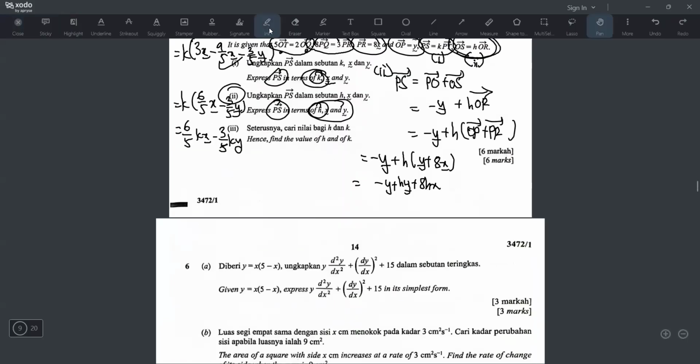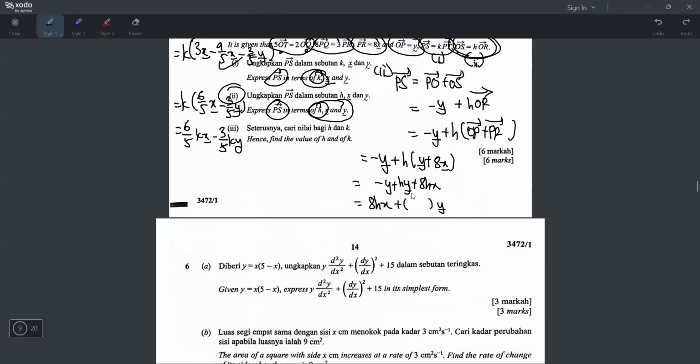But I don't like to write my answer like this. So I will write 8hx. For the y, I will factorize it out like this, and then inside I'll write negative 1 plus h. You understand, right? I just divide y. So negative y, when I factorize, is left with negative 1. hy, take out y, left with h. So this is the answer for question number 2.